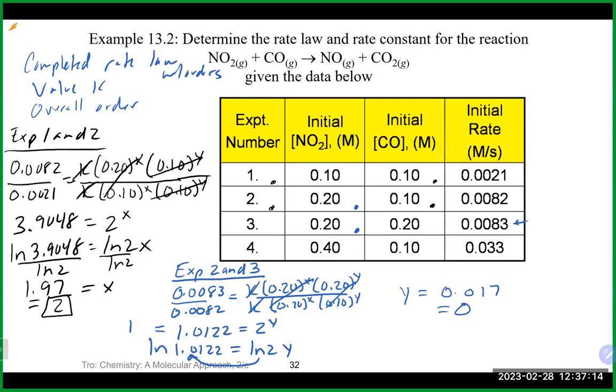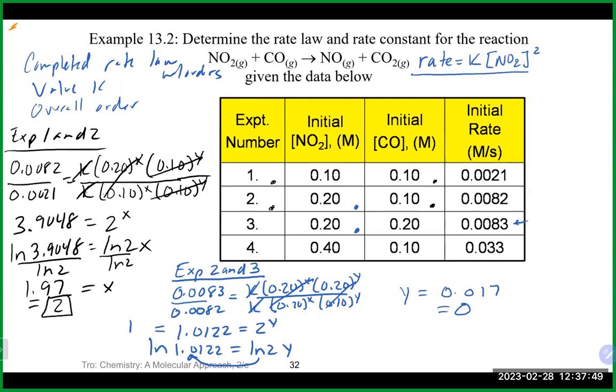All right. So in this case, our completed rate law would actually be the rate is equal to K and the concentration of NO2, and it would be squared. And now, because CO is to the order of 0, you do not need to put it in the rate law because it basically equals 1. Or if you do put it in the rate law, you do need to put the 0. Otherwise, if you don't put the 0, it implies the order is 1.